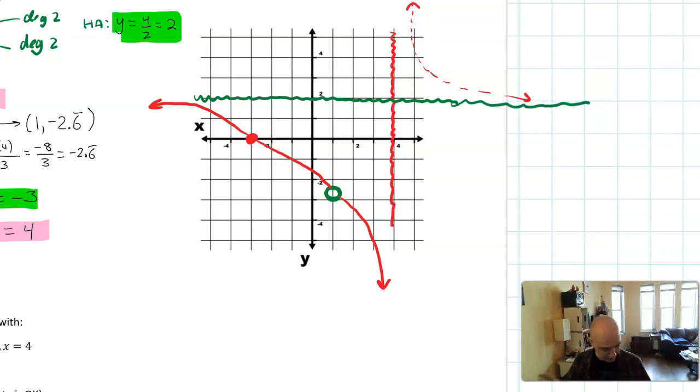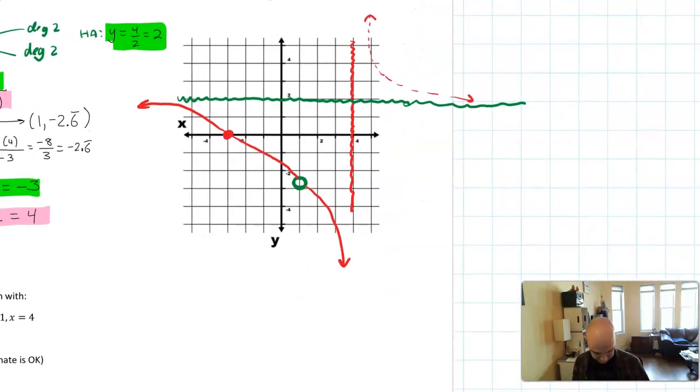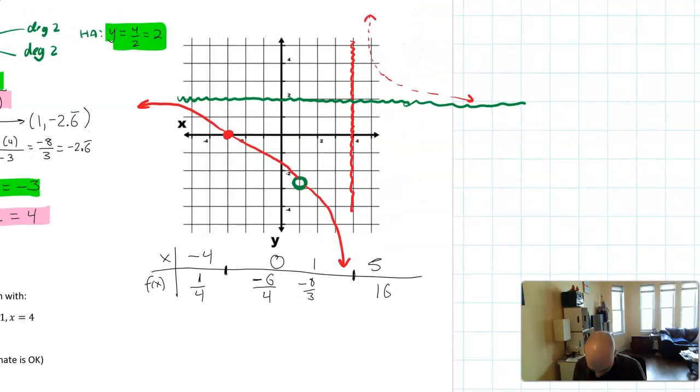Now, I am going to plug in a couple points just to check and confirm, because that's always good to be safe. You don't want to make assumptions. So let's just make that table of values and check some points. All right, off camera, I went ahead and plugged in those values. I didn't need to plug in 1 again, but I put it on the list.